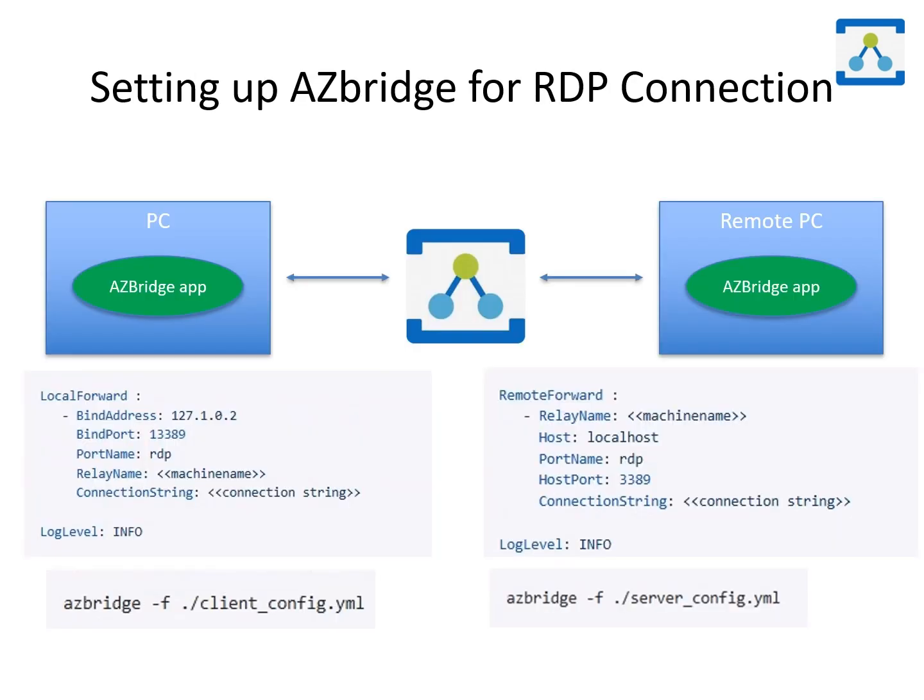Here's an overview of how we set up azbridge for an RDP connection. After we have set up our hybrid connection, the next step is to install and configure azbridge on our local computer, where we have configured our YAML file for the local forward and enable the client config to run. Then we set up the remote forward config and started the server config on the remote destination.